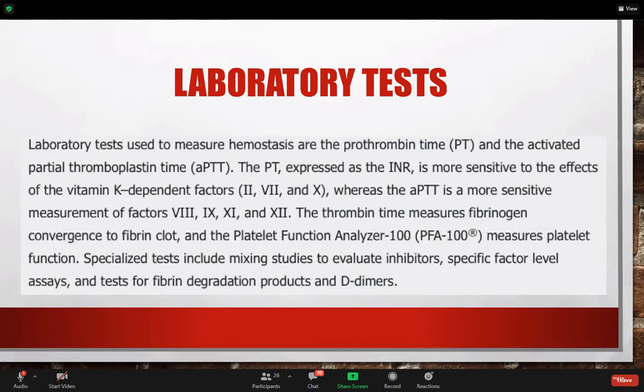We also have what we call thrombin time. It's not as common as the PT and the APTT. Thrombin time basically measures fibrinogen conversion to fibrin clot. We also have the platelet function analyzer, which is clear from its name, it measures platelet function. And the mixing study, we're going to talk about it in detail, as well as D-dimer, as well as the fibrin degradation products.